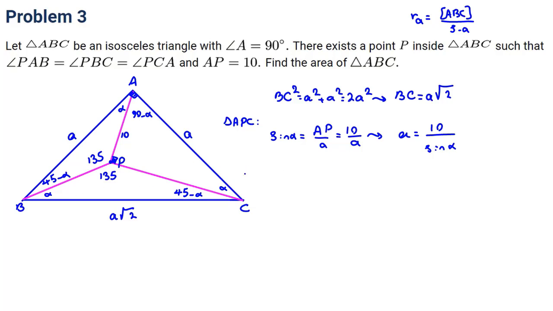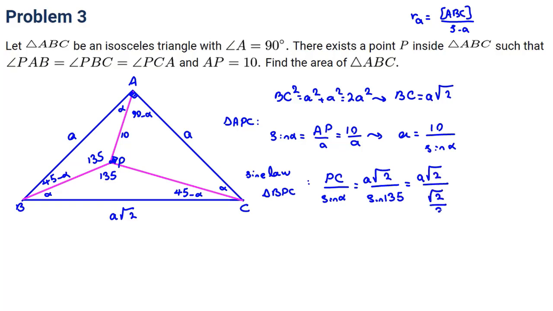If we use the sine law in triangle BPC, then we can say PC over sine alpha equals A root 2 over sine 135. It will be A root 2 over root 2 over 2, or you can write it as 1 over root 2. And if you multiply both numerator and denominator by root 2, it will be 2A. Okay, so we conclude PC, if we cross multiply, equals 2A sine alpha.